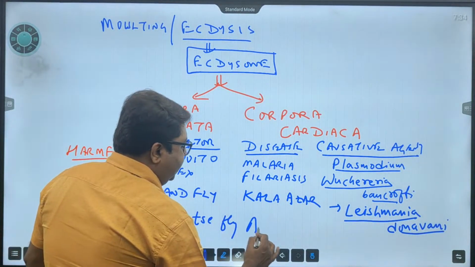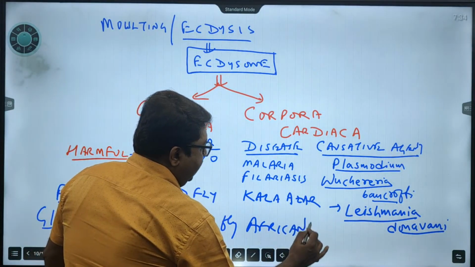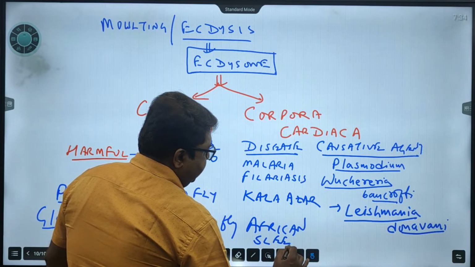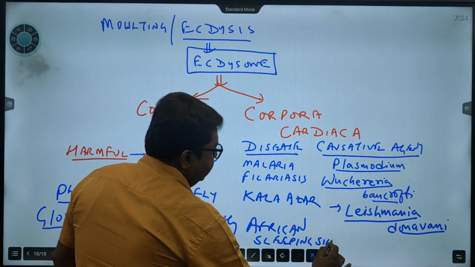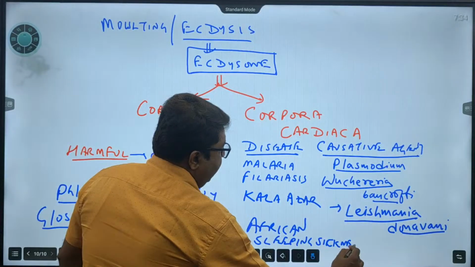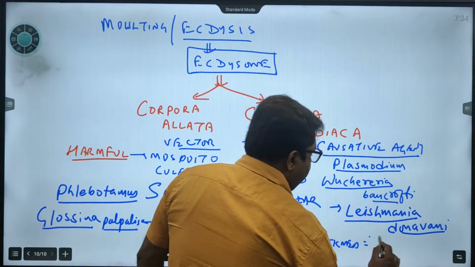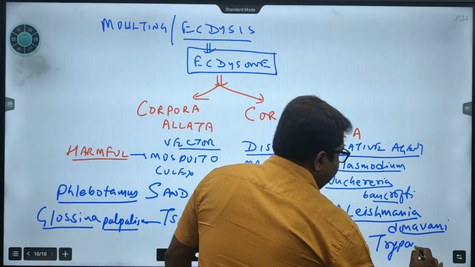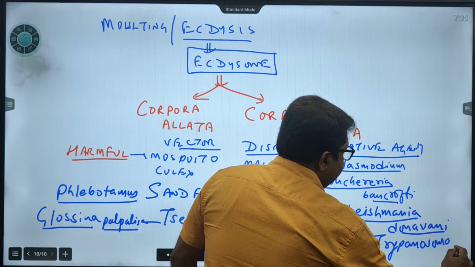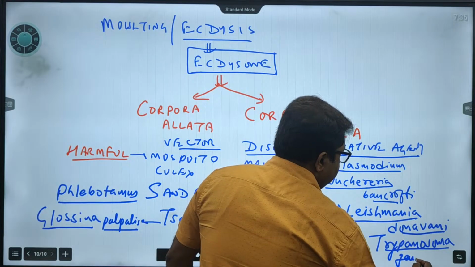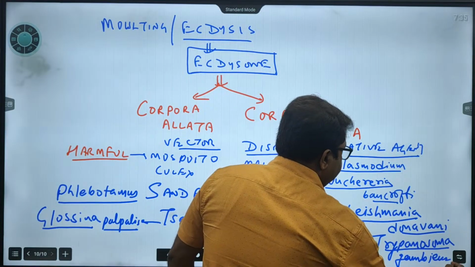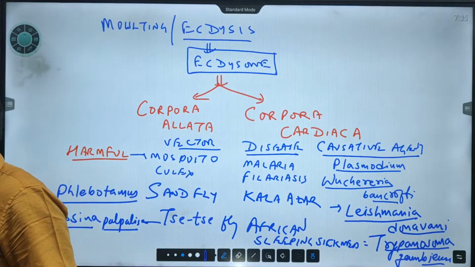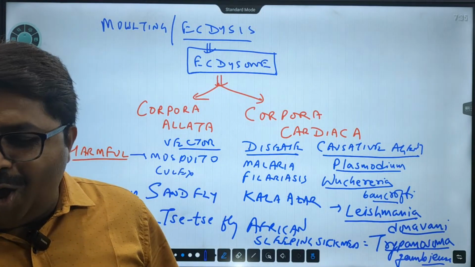Tell me tsetse fly. It causes African sleeping sickness, and the causative agent is Trypanosoma gambiense. Come on, is this clear? So we can go on and on.